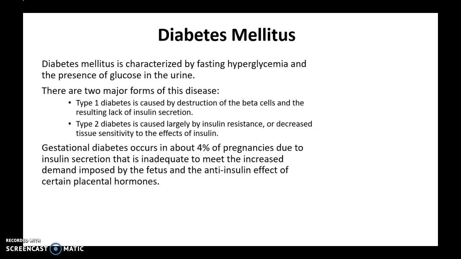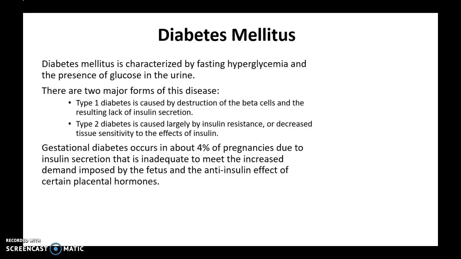It is caused largely by insulin resistance or decreased tissue sensitivity to the effect of insulin, so that larger than normal amounts of insulin are required to produce a normal effect. So here the target cells lose their sensitivity to insulin, and you have to supply more insulin to the target cells to cause them to uptake glucose molecules.